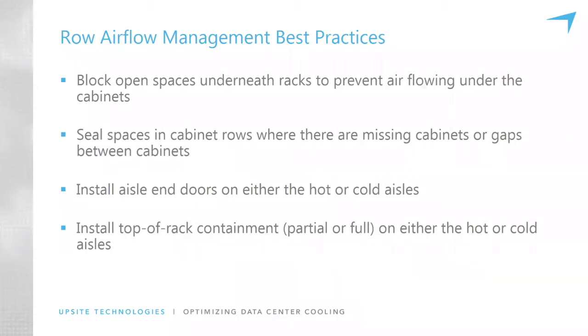That looks like blocking open spaces underneath the racks. That's the spaces created by the casters and the leveling feet that I mentioned. Sealing spaces in the cabinet rows, such as where there's a missing cabinet or there's a column that's prevented the location of a cabinet. Installing aisle end doors on either the hot or the cold aisle, and installing some form of blockage on top of the cabinets. Very often, a full roof is not necessary. All that is necessary is a partial blockage, a baffle across the tops of the cabinets to prevent that exhaust air recirculation, and cooling can be optimized.